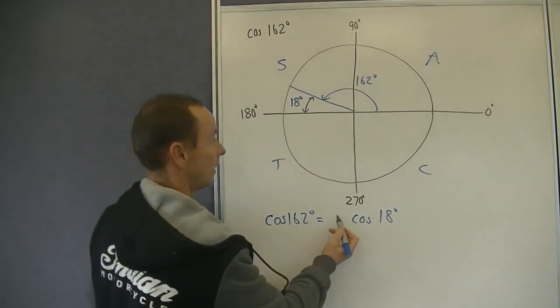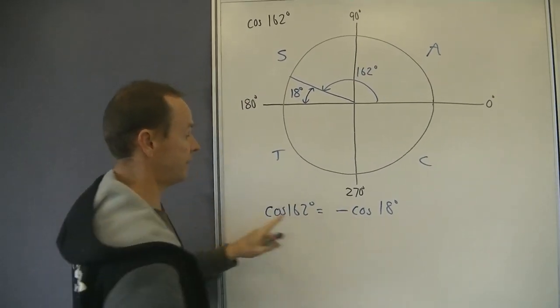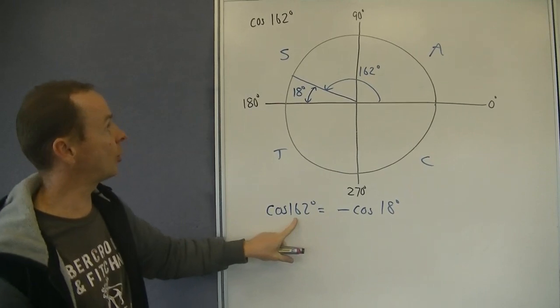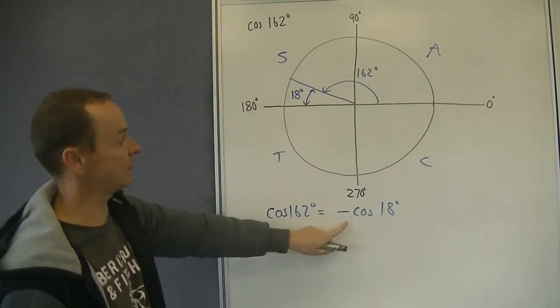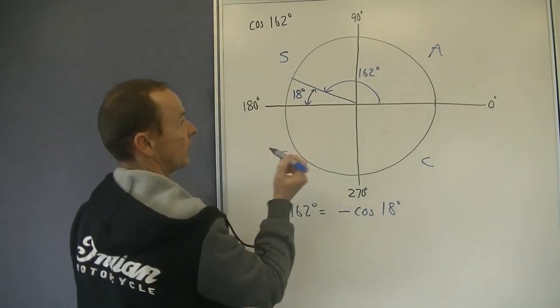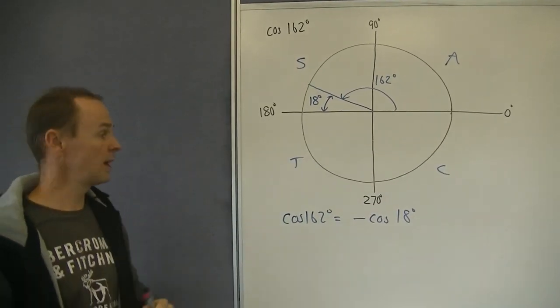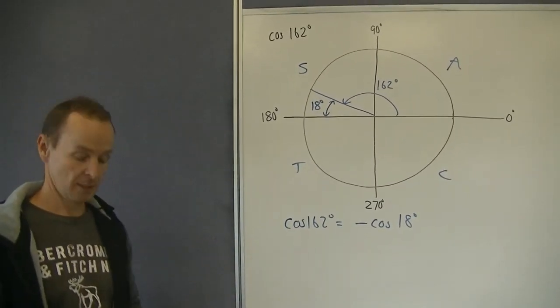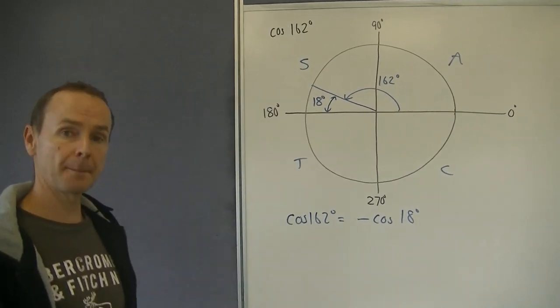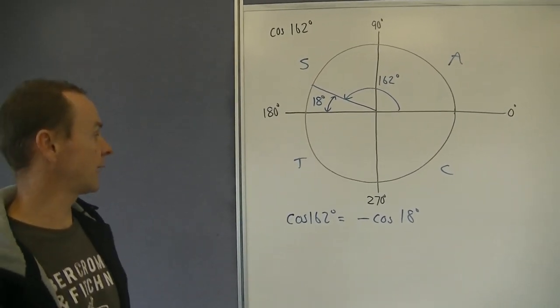So cos is negative, so we put down a negative there. So cos 162 is equal to cos 18, that angle, but in the negative. It's a negative answer because it's in that quadrant. And that is all you have to do for now. So if you can do all that, that is great.